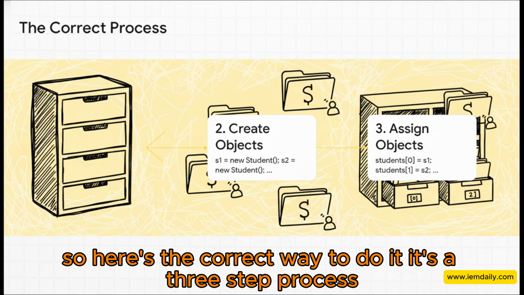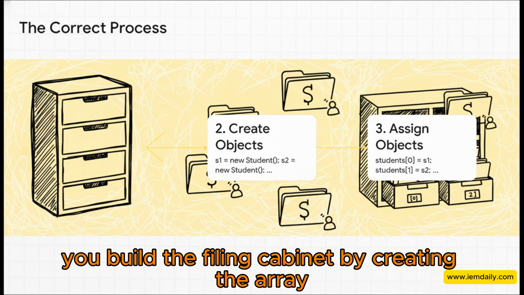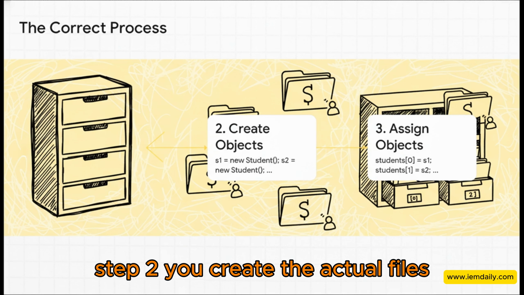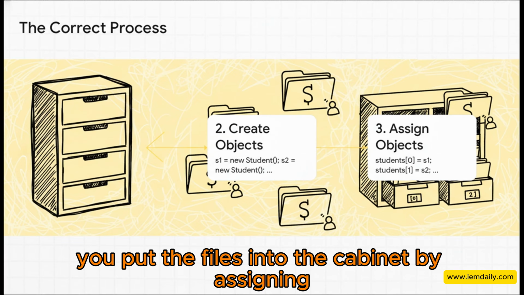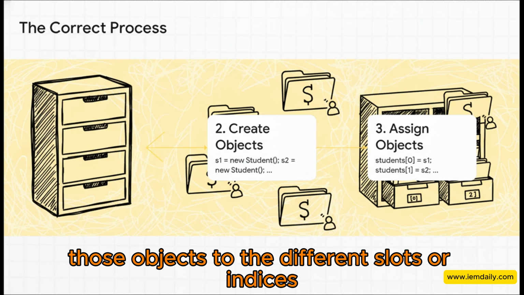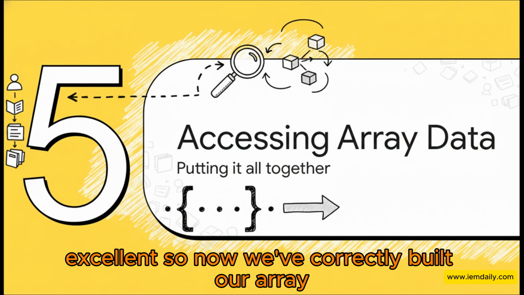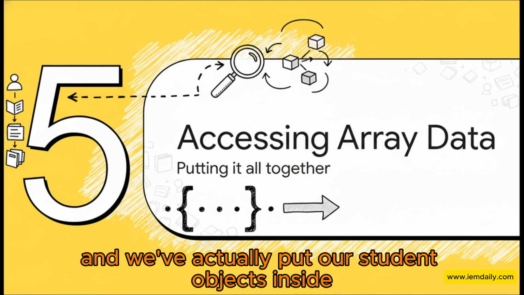So here's the correct way to do it, a 3-step process. Step 1, you build the filing cabinet by creating the array. Step 2, you create the actual files by making your individual student objects. And step 3, you put the files into the cabinet by assigning those objects to the different slots, or indices, in your array. Excellent. So now we've correctly built our array, and we've actually put our student objects inside.